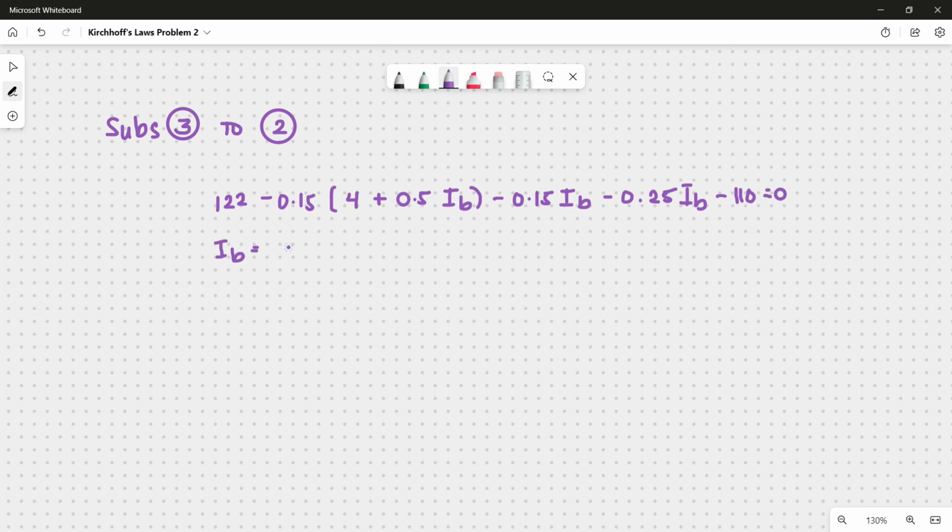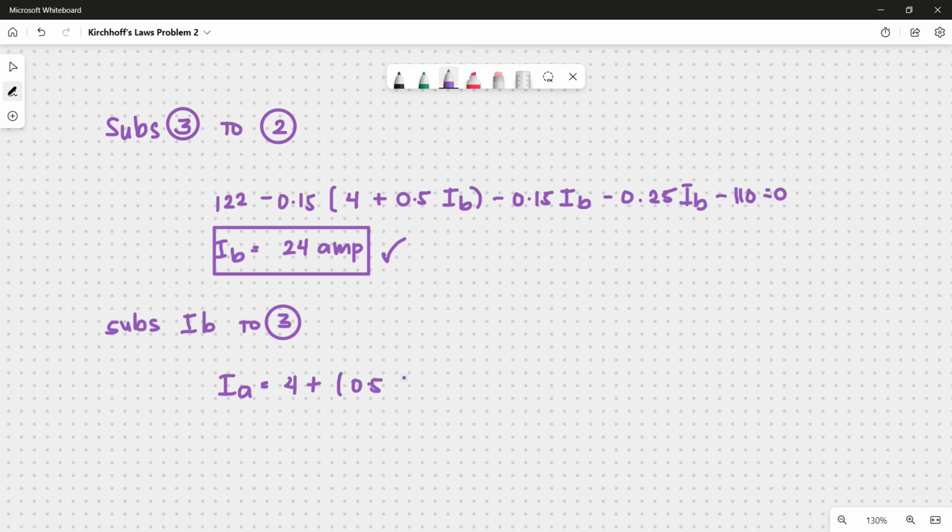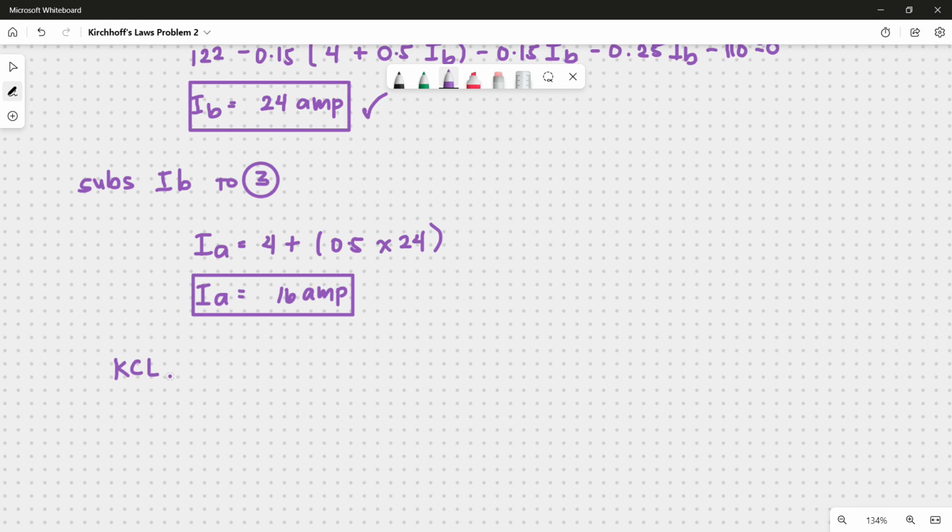From which IB will yield 24 amps of current. Now we can plug this back into the third equation and we'll get IA is equal to 16 amps. And lastly, going back to our KCL, we have I is equal to 40 amps.